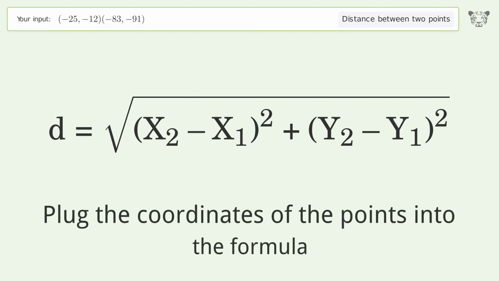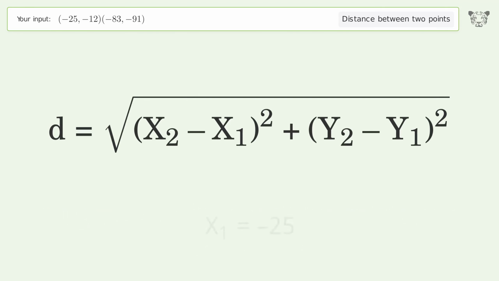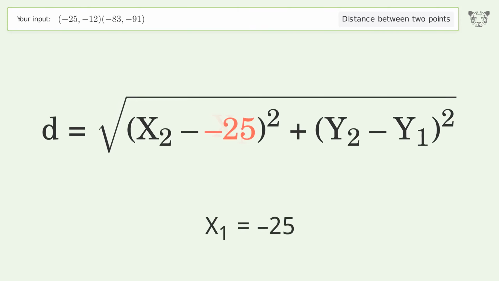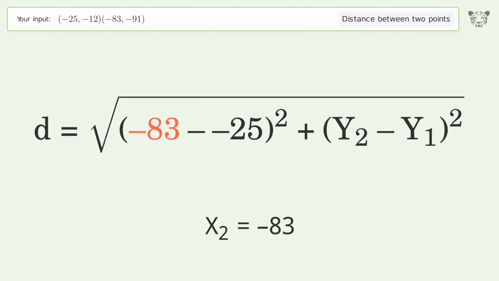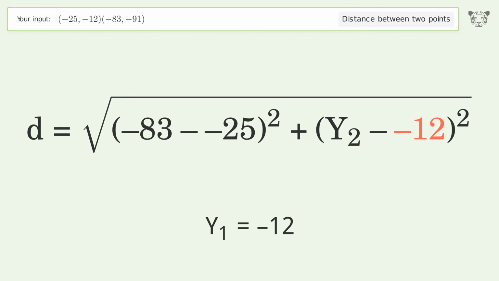Plug the coordinates of the points into the formula. x1 equals -25. x2 equals -83. y1 equals -12. y2 equals -91.